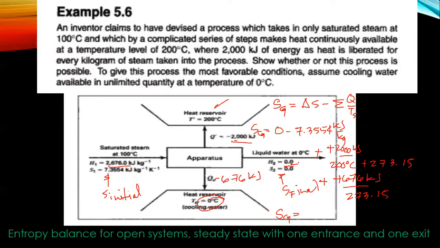Okay? So you should be able to solve negative 0.6536. So anong consequence pag negative? This is in kilojoules per Kelvin. Ito Kelvin to, di ba? Ito Kelvin din. Kaya kilojoules per Kelvin. So anong consequence pag ang SG ay negative? Ibig sabihin, the invention is not possible. So hindi ma-approve yung patent. Okay?